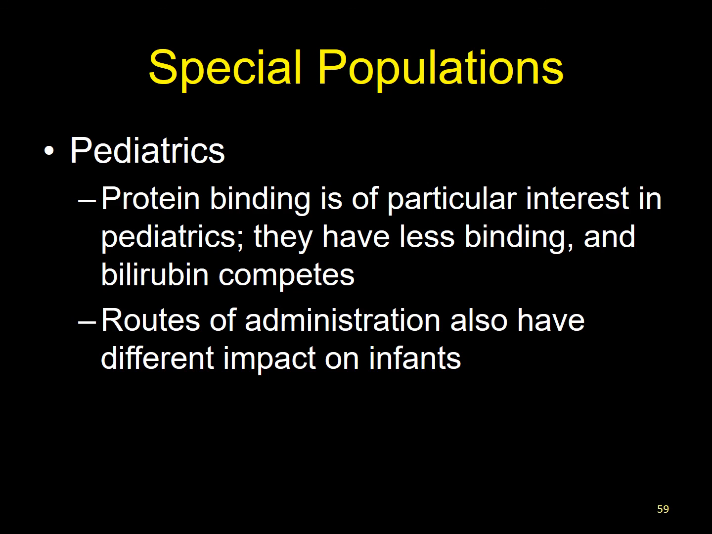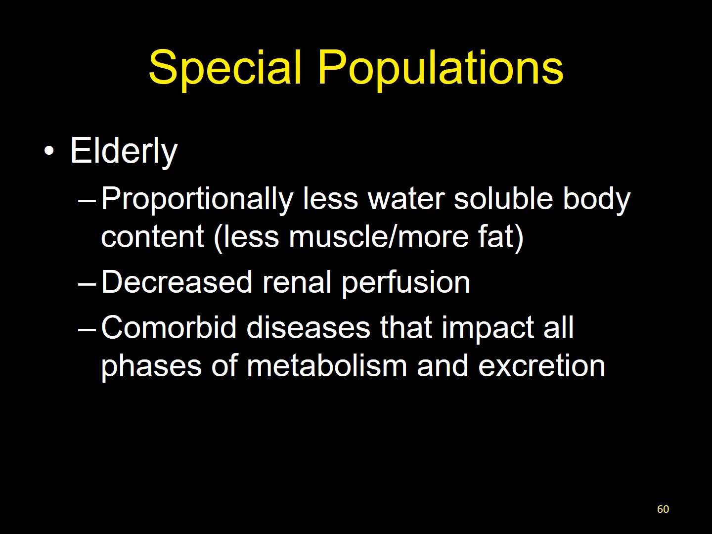So if you give a neonate a drug, which you probably won't unless you work in a NICU, if you give a neonate a drug that binds to protein, it can displace bilirubin, and then the bilirubin can cross the blood-brain barrier and can cause serious brain damage. So this is a concern. And then routes of administration in neonates and infants have some totally different considerations too. But like I said, there are links in your learning module that you can read about that.